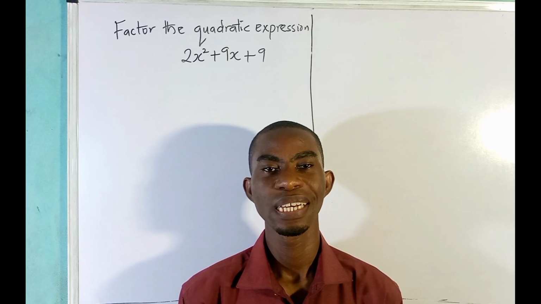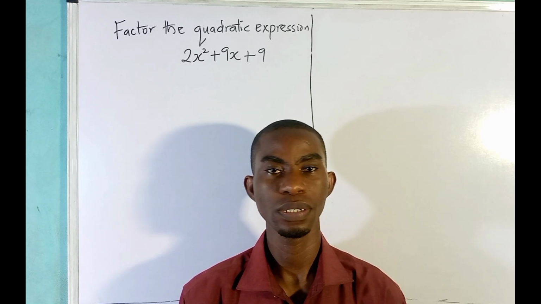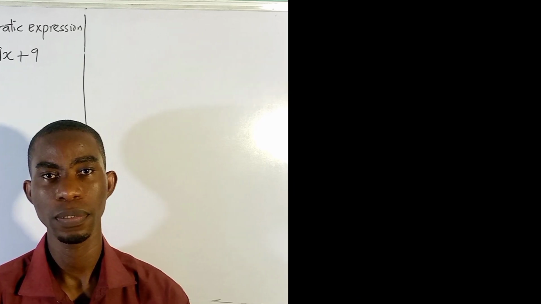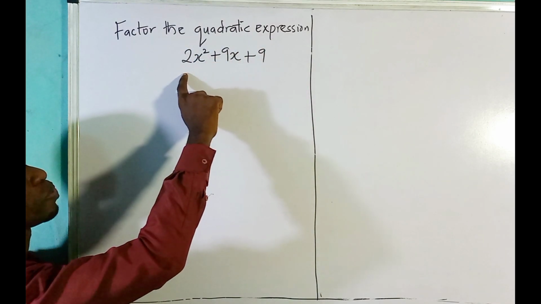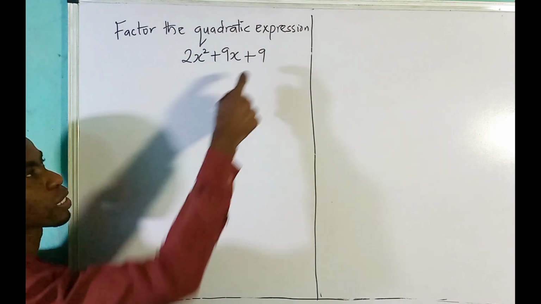Welcome to Fun Maths. Today we'll be looking at a quadratic equation and how to factor it. Factor the quadratic expression 2x squared plus 9x plus 9.